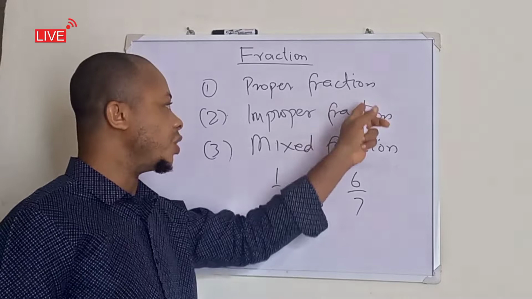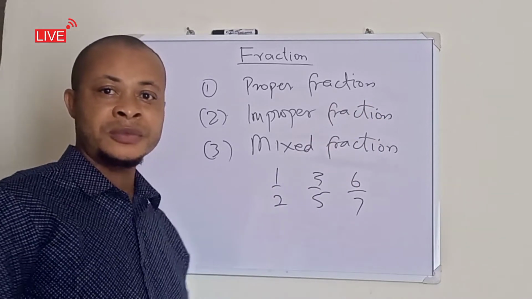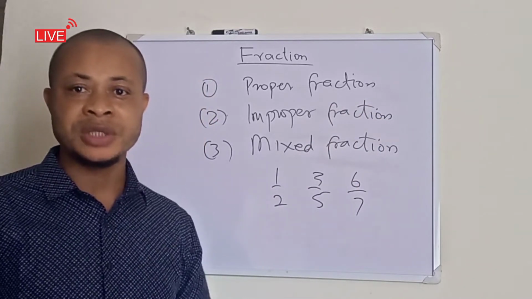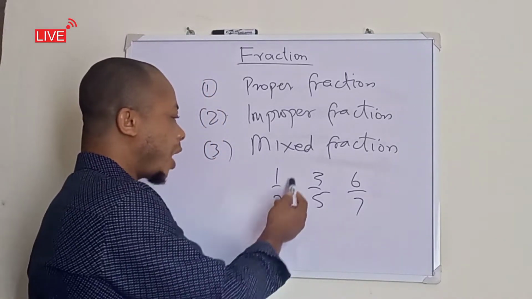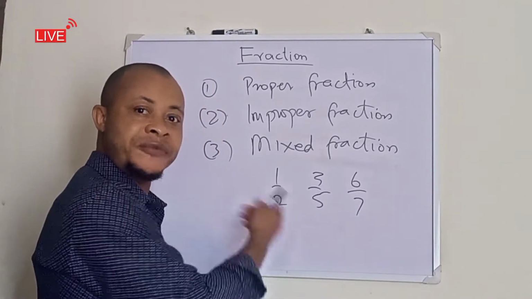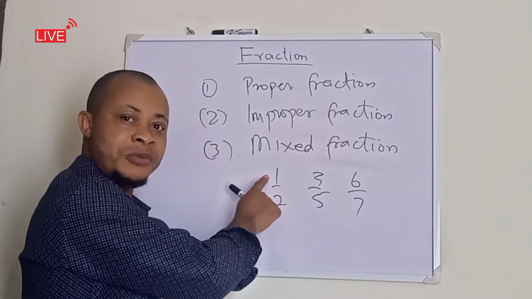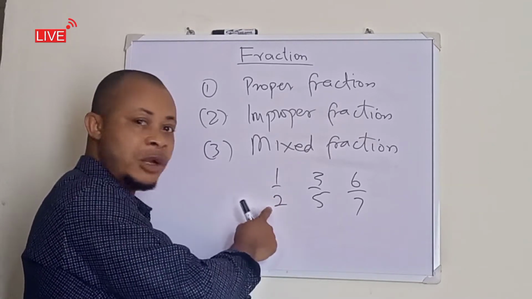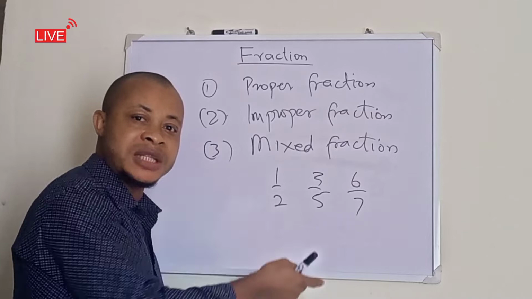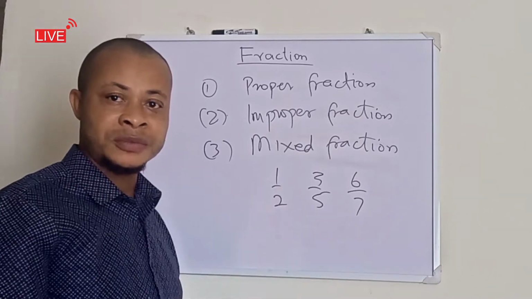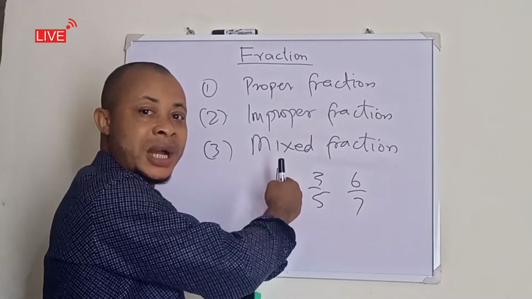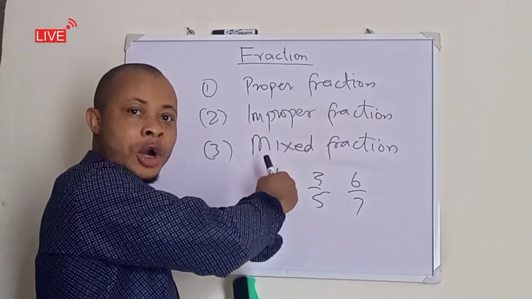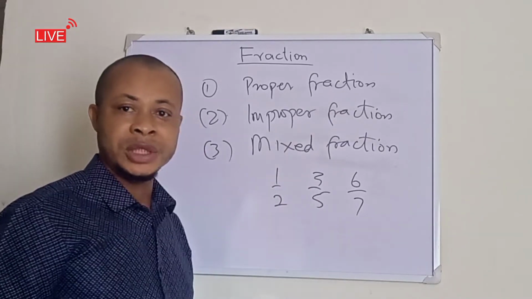Alright, let's go to improper fraction. Improper fraction is just the opposite of proper fraction. If we agree that proper fraction is a fraction whose upper part, numerator, is smaller than the lower part, which is denominator, that means improper fraction is a fraction in which the upper part is bigger or larger or greater than the lower part.